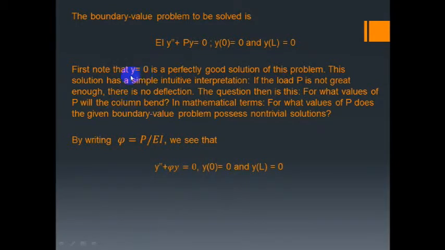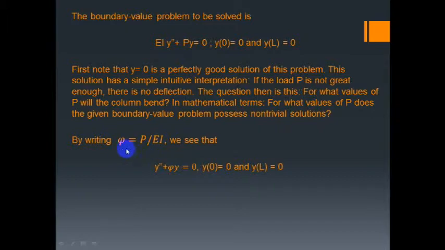First, note that y equals 0 is a perfectly good solution of this problem. This solution has a simple intuitive interpretation. If the load P is not great enough, there is no deflection. The question then is this: for what values of P will the column bend? In mathematical terms, for what values of P does the given boundary value problem possess a non-trivial solution?